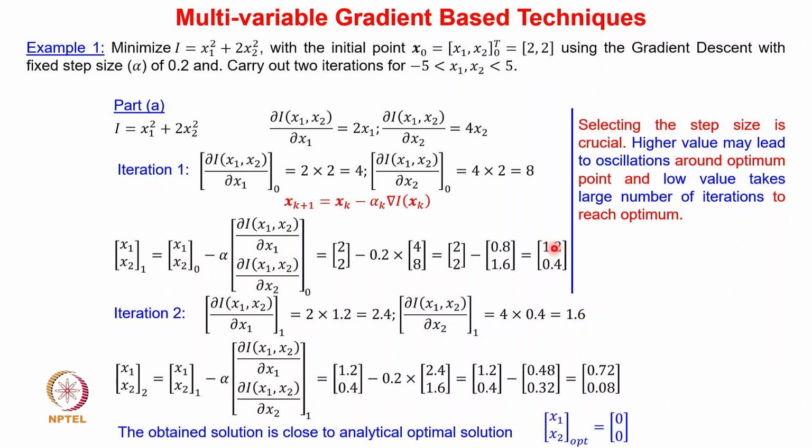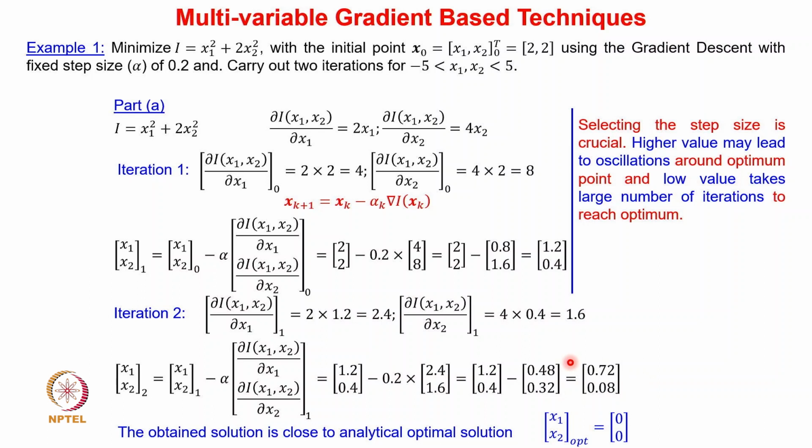Alpha, the step size, we are using as a fixed value of 0.2. So 0.2 is multiplied by this gradient matrix, which in this case comes out to be 2.4 and 1.6. That is what we have written here. We can solve this matrix equation, and that becomes 0.72 and 0.08. So after the second iteration, this is the solution we have obtained.